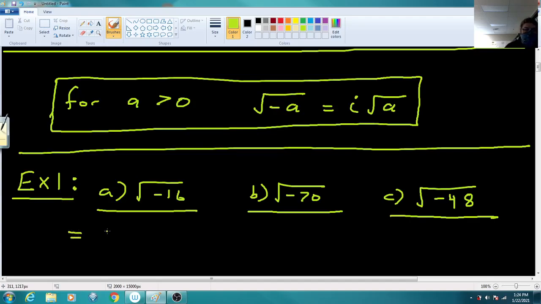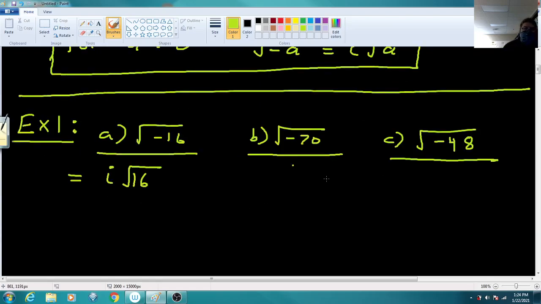So the square root of -16 is i times the square root of positive 16. Now that we have the square root of a positive number, the square root of 16 is 4, and we could write our answer as i times 4, but that looks a little weird. So normally we switch around and put the number 4 first and i afterwards.